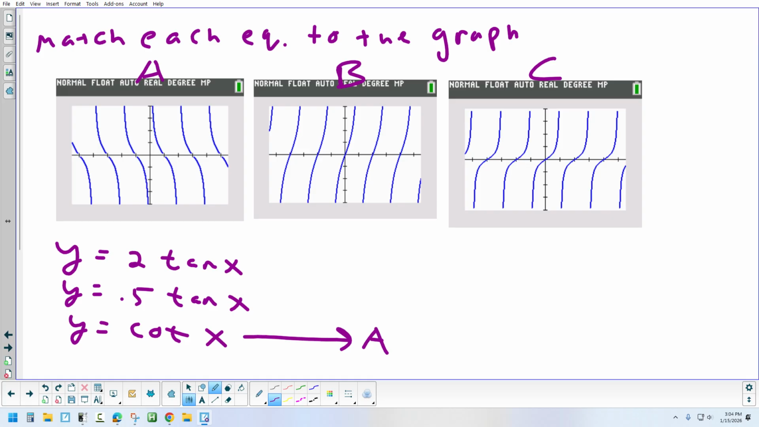The next two are both tangents. How are we going to identify the difference between 2 tan x and 0.5 tan x? What is the 2 versus the 0.5? What is that doing? Stretching and shrinking. Which way? Up and down. Yeah, so this is vertical stretch or compression. Which one of these is a bigger vertical stretch? The first equation or the second one?